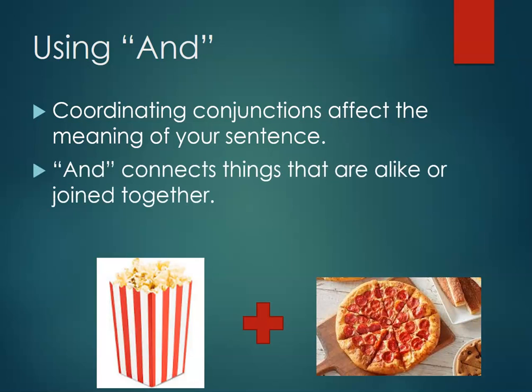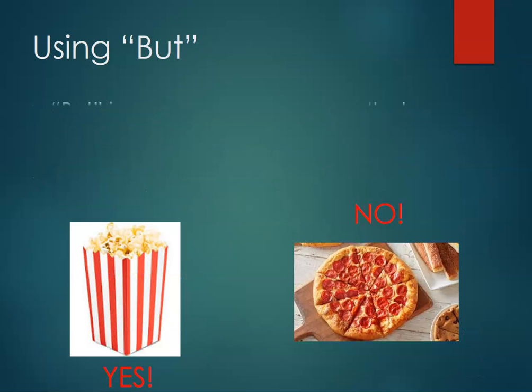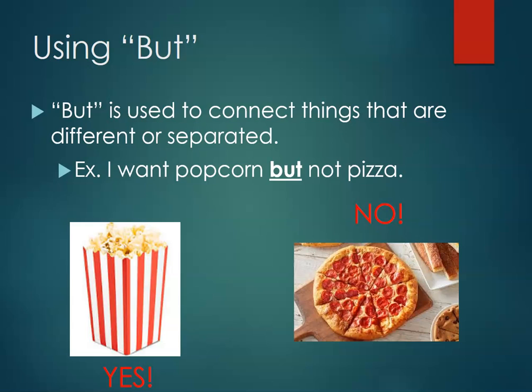Sometimes, depending on the conjunction we use, it could also affect the meaning of your sentence. Such as if we use the conjunction and. And refers to putting things together or connecting things that are alike or joined together. So in this case, our example could be, I want popcorn and pizza. That means I want them both. However, the word but is used to connect things that are different or separate, such as, I want popcorn, but not pizza. So I'm saying yes to popcorn and no to pizza in this case.